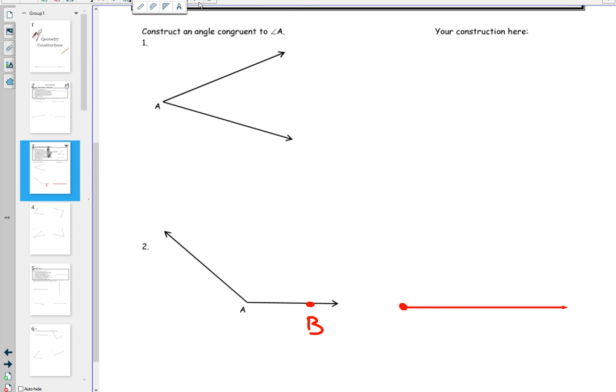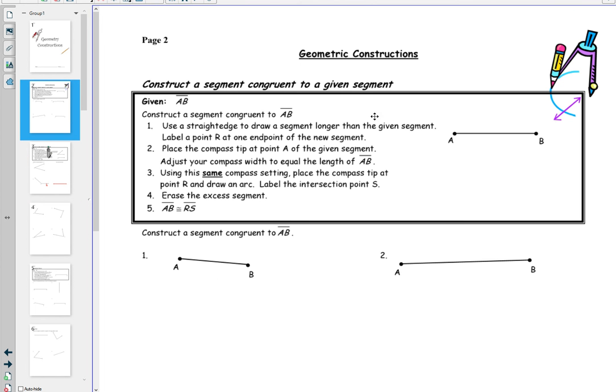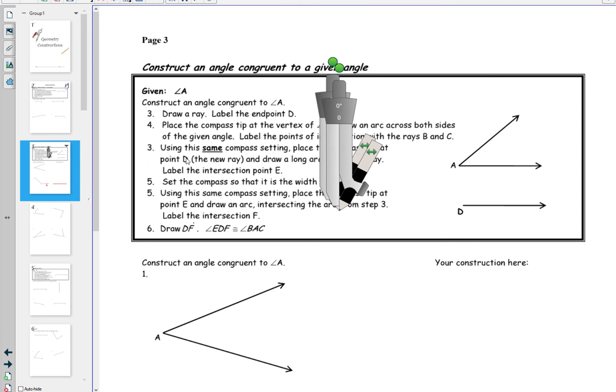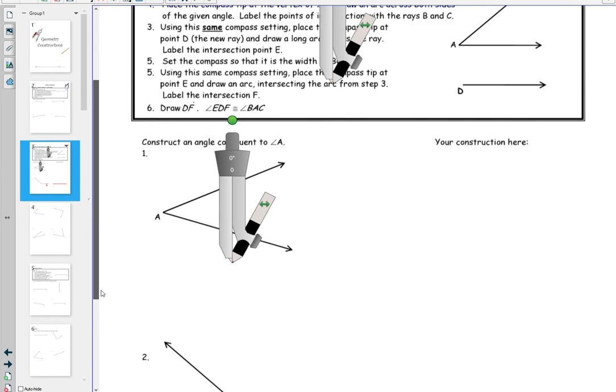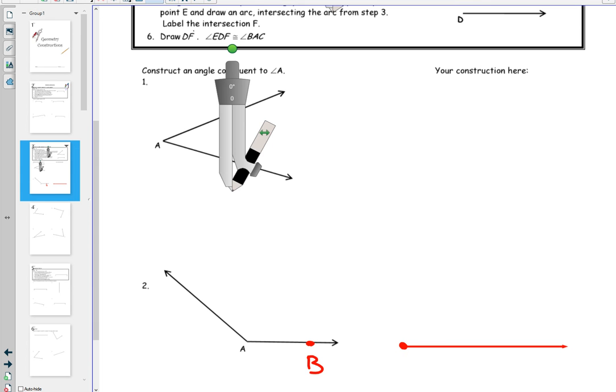Compass. Come on, Mr. Compass. Just draw it until it crosses this arc. Where are you, compass? There you are. Where the intersection is, you draw a new point where F is, and then you draw an angle.